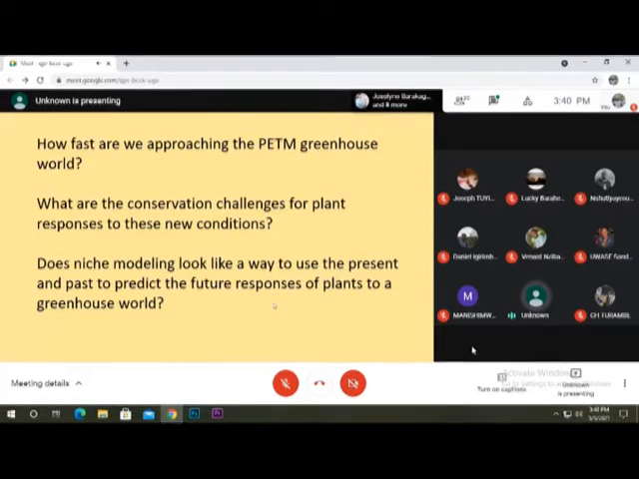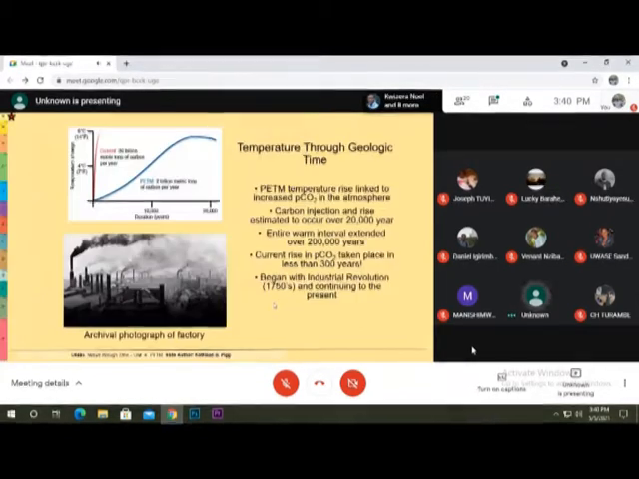And does this concept of niche modeling, to be able to use the present and past to predict the future, does that really work? I just want you to understand, I keep talking about deep time, millions of years, just to give you an idea of the differences between the rate of carbon that's being released now compared to what it was like millions of years ago, 56 million years ago.